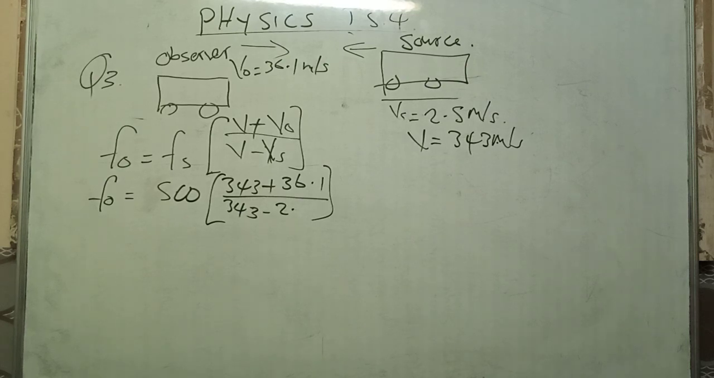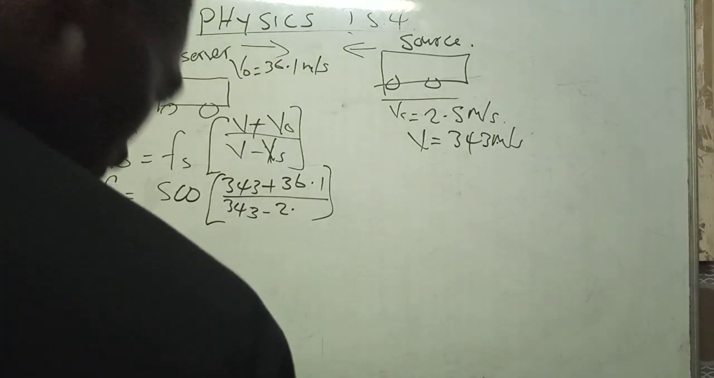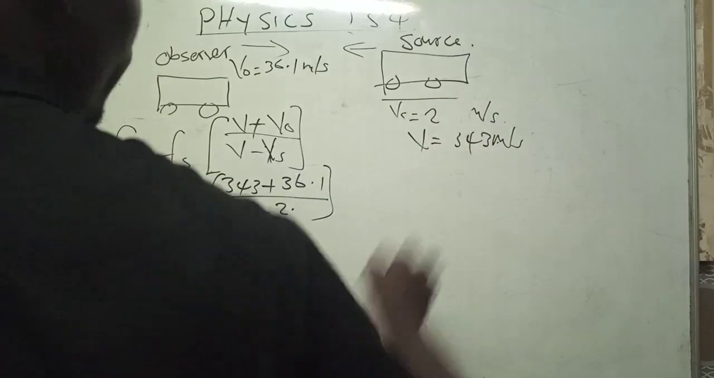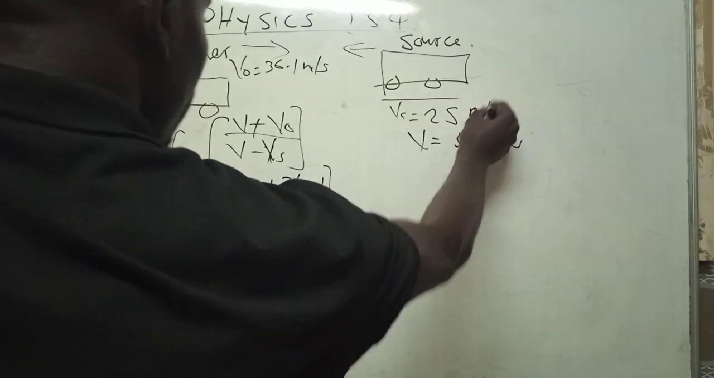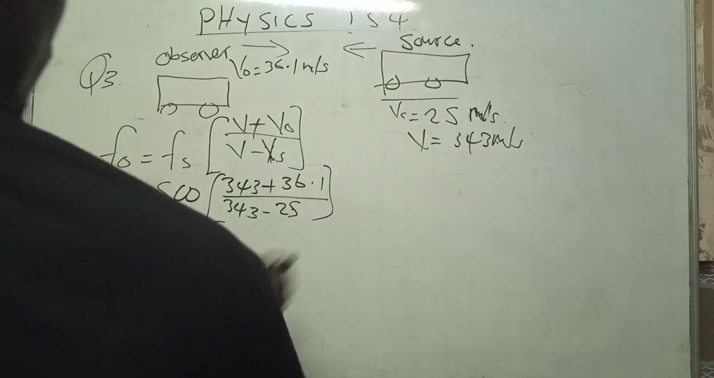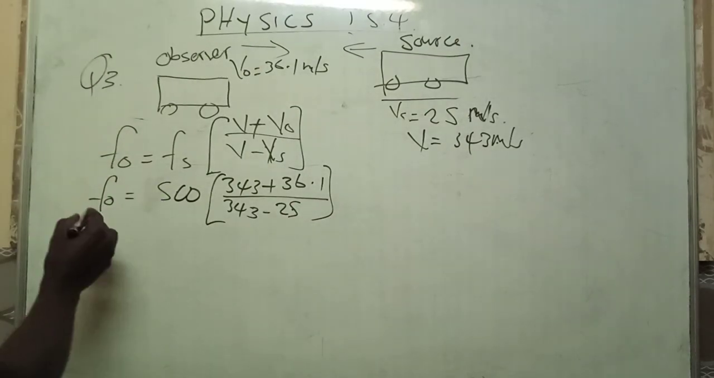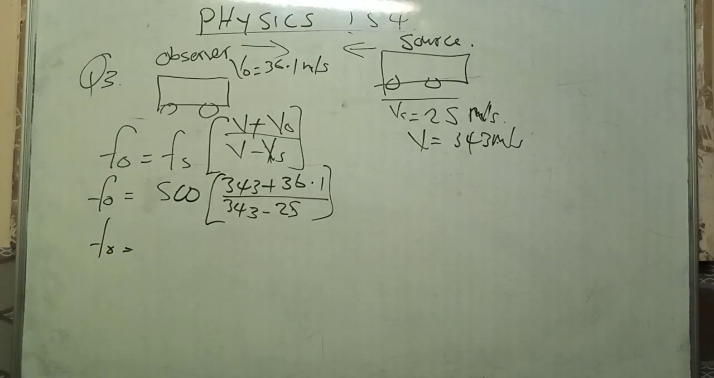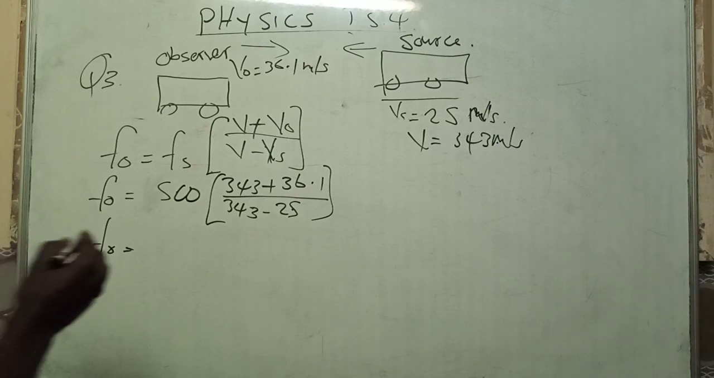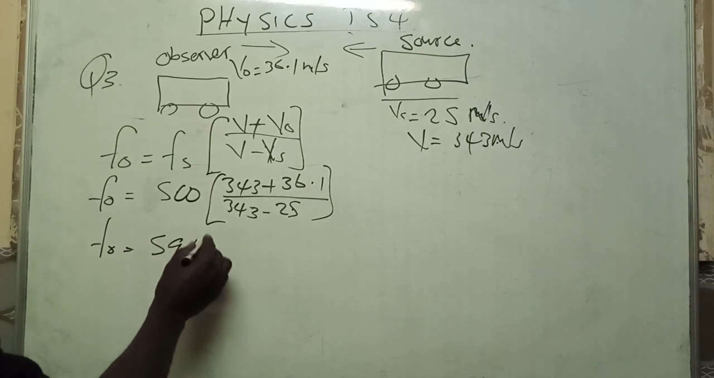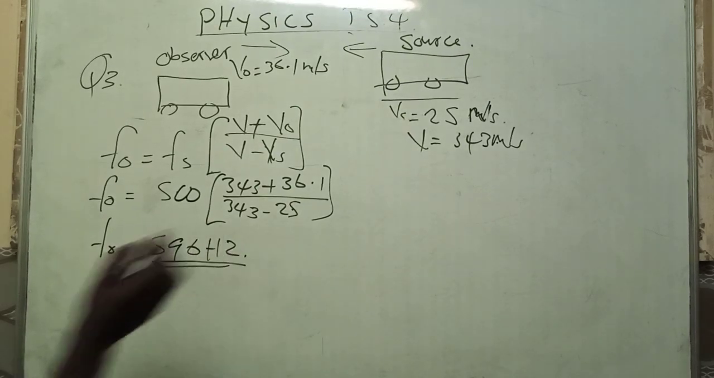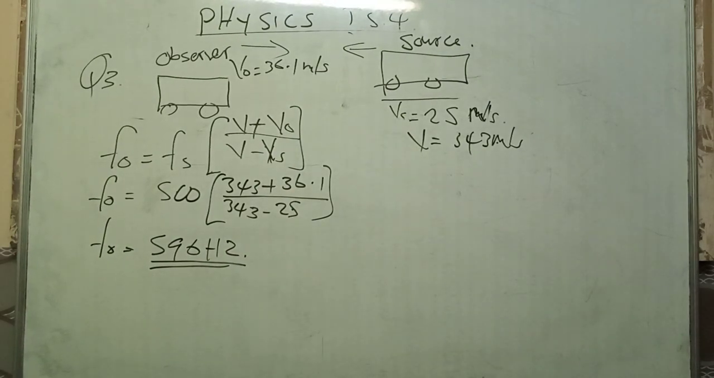If you do the math here, we are supposed to get 25, not 2.5. We're supposed to get 25 meters per second. So here is supposed to be 25. Then if I do the math there, you get your calculator and plug in the values. We should be able to get 596. So that is the answer for question 3.